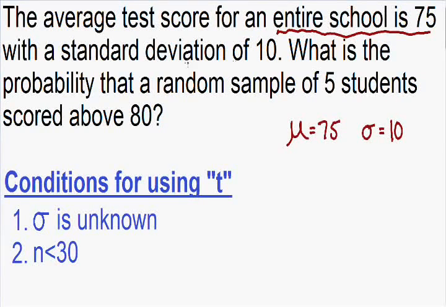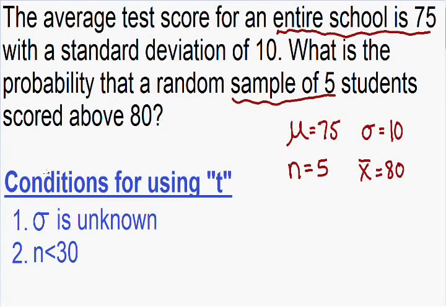And it says, what is the probability that a sample of 5 students scored above an 80? So we have a random sample with a size of 5, so our total number in the sample, n, is equal to 5. And what is the probability that the random sample of 5 students scored above an 80? So the average for the sample is equal to 80, and we're trying to find the probability that those 5 students scored above an 80.